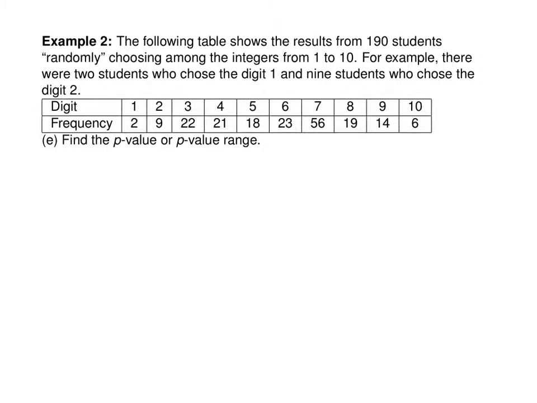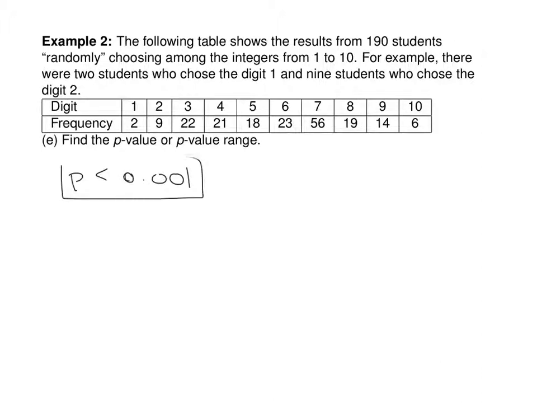Okay, find your p-value or p-value range. So go to table A.5, look in the 9 category for degrees of freedom. The biggest value there is 27.88, which corresponds to a probability of 0.001. Because your chi-square is bigger than that, your probability is less than 0.001.